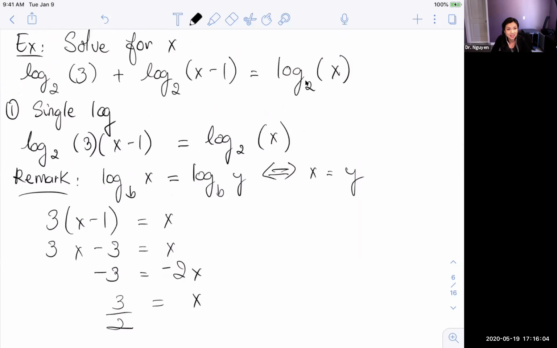So that's the second type. The second type is so much easier, right? The most important part of this problem is before you drop the log, make sure you change it into one single log. That's the common mistake students make: they drop it right away because they see log, log, log, and they put log 2, they put 3 plus x minus 1 equals x, which is wrong. So make sure you change it into one single log so we can use the property.